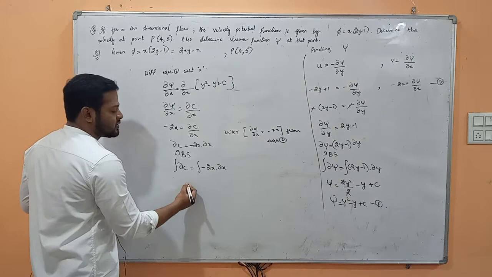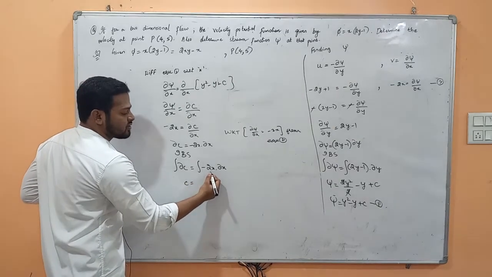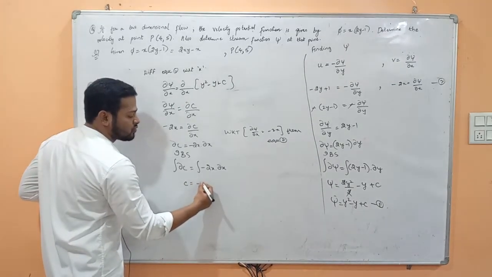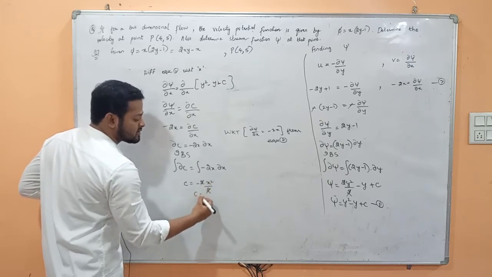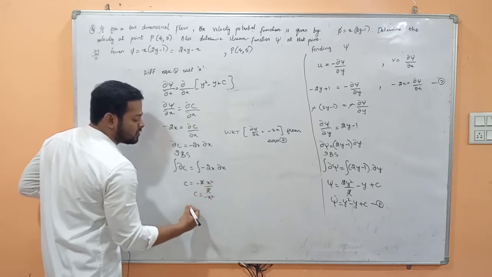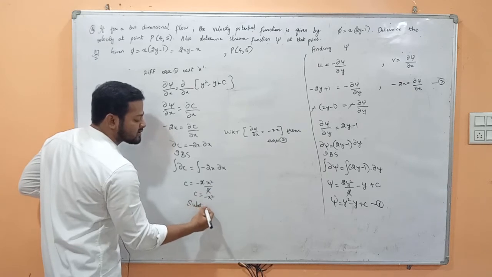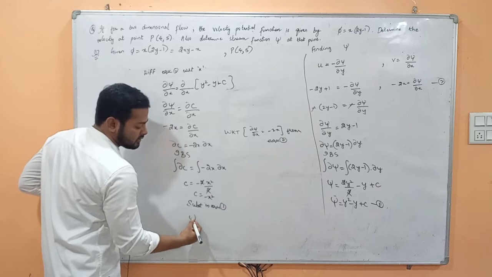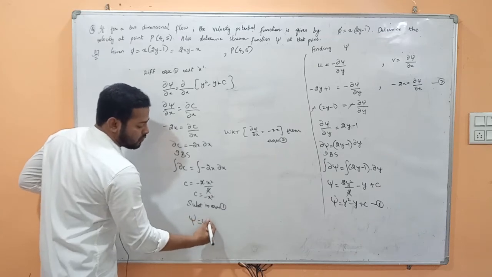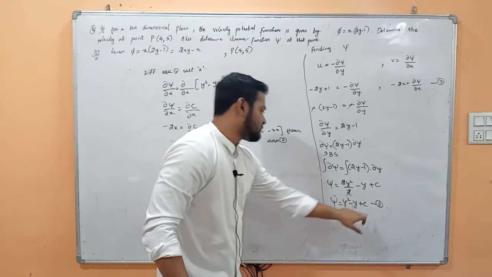So integral dou c is c. C is equal to integration of x, which is x square by 2, so 2 into x square by 2. So 2 gets cancelled. C is equal to minus x square. You can substitute this c is equal to minus x square in equation 1. Substituting in equation 1, we will get the complete value of psi: y square minus y minus x square.